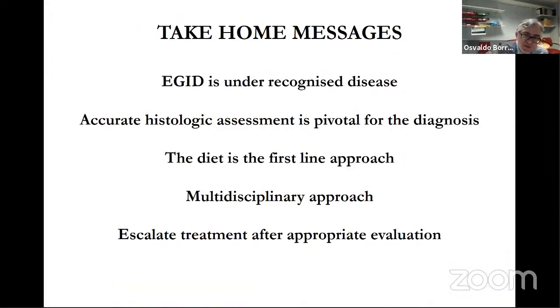So the take-home message is that eosinophilic GI disease is an under-recognized disease. Accurate histological assessment is key, pivotal for the diagnosis, and we need to have a discussion with our pathologist about the diagnosis. Diet is the first-line approach. It's important to have a multidisciplinary clinic for these patients, so to involve an allergist and dietitian, and in some patients, as we have seen before, sometimes we need to refer to psychologists. And we need to escalate treatment only after appropriate evaluation, so scope the patient and see whether there is persistence of eosinophilic infiltration.